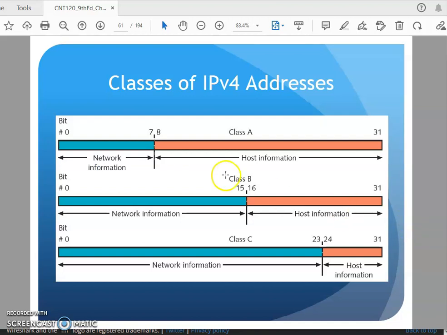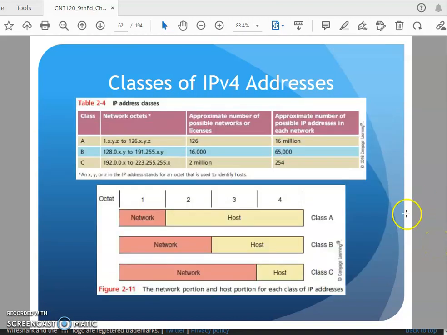This is showing you a breakdown of Class A, first octet, Class B, first 2 octets, Class C, first 3 octets. That's what that's showing you. Network bits over here, host bits over here. So if that kind of jogs your memory, think of that. If this jogs your memory, think of this as well. I threw a couple different options in here to help jog your memory.